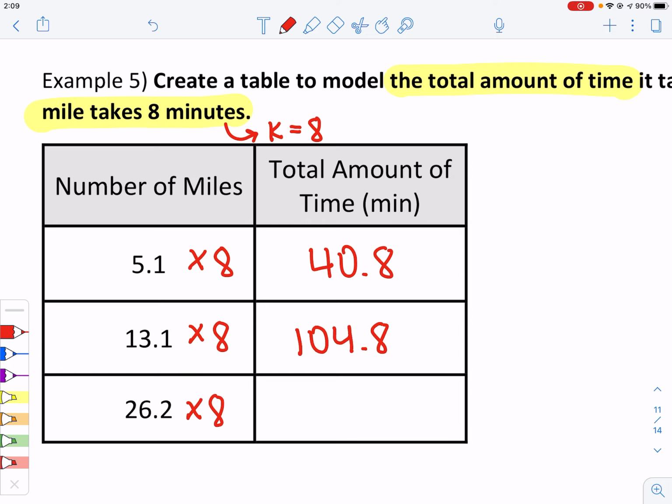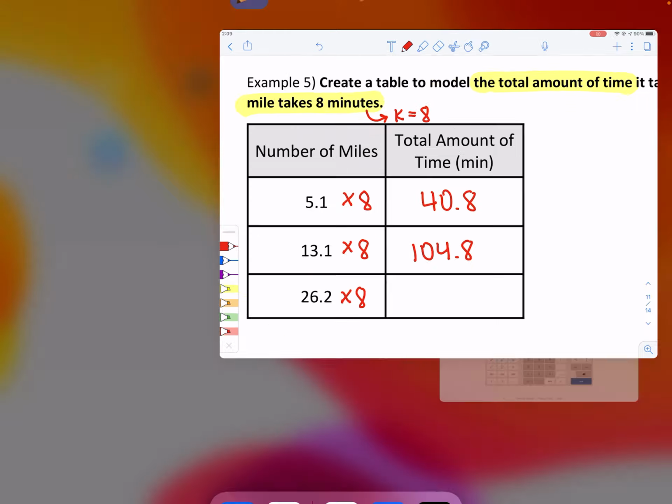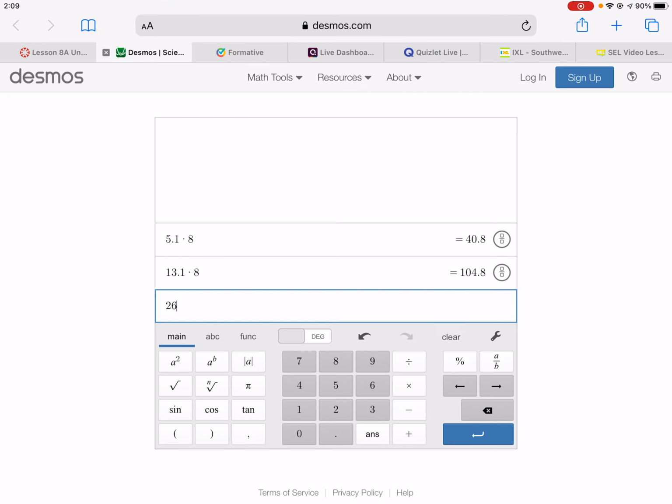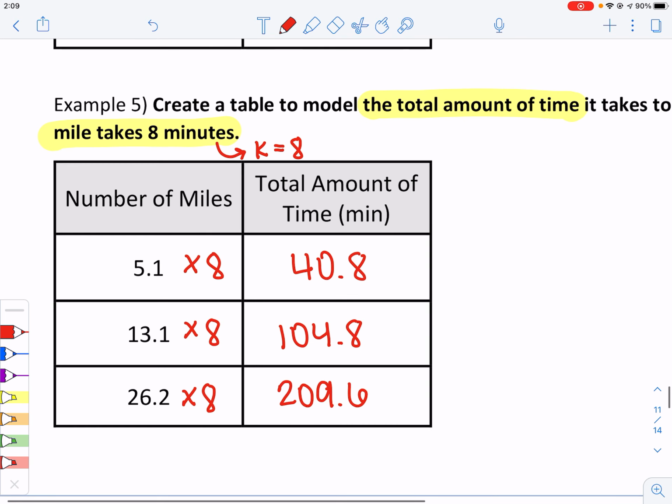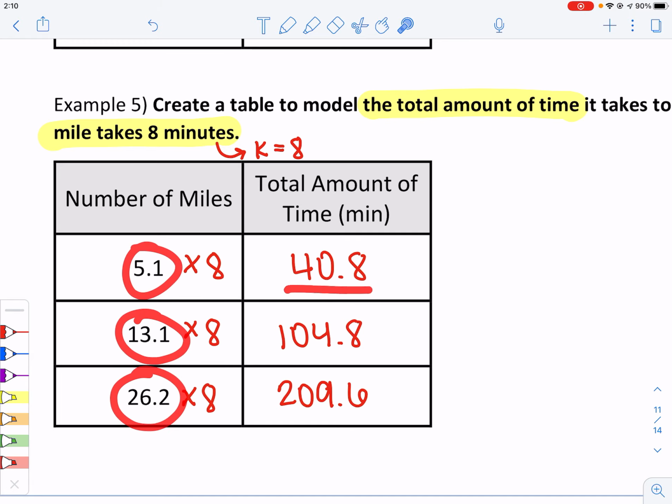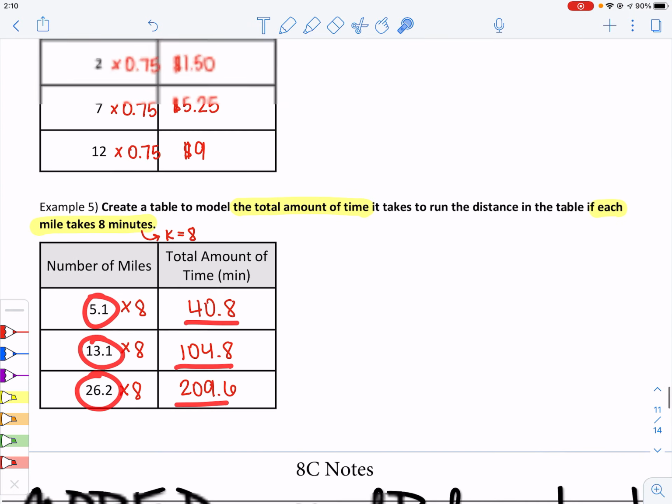Okay, and then lastly, if you run a full marathon, that's 26.2 at 8-minute pace, 209.6. All right, so that tells you how long you'll be running. If you run at that same pace, 8 minutes per mile, for a 5K, for a half marathon, and for a full marathon, this tells you how many minutes you will end up running.